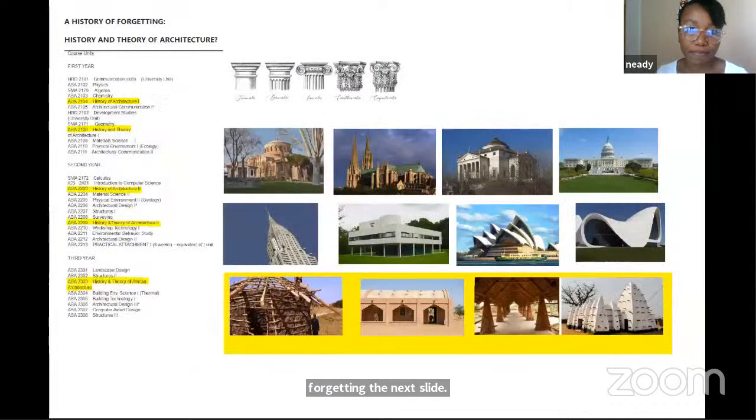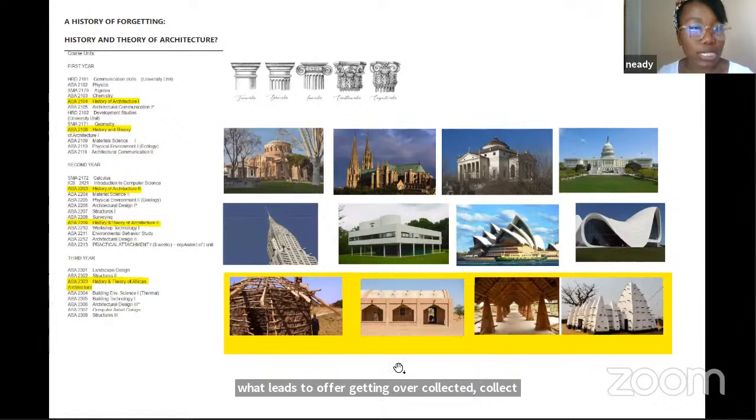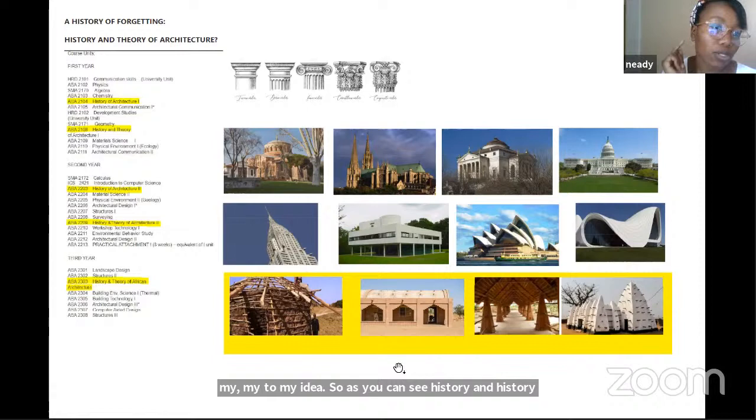And so we moved into the history of forgetting, like what leads to our forgetting of our collective memory loss. So these are the course units for my personal, I did my bachelor's in Kenya, in Africa. And these were the course units for generally till my third year. So as you can see, history and theory of architecture is taught twice in my first year, twice in my second year. And then for my third year, it's taught history and theory of African architecture.